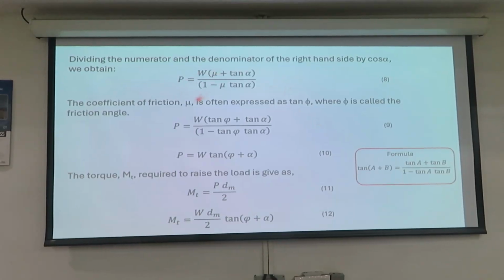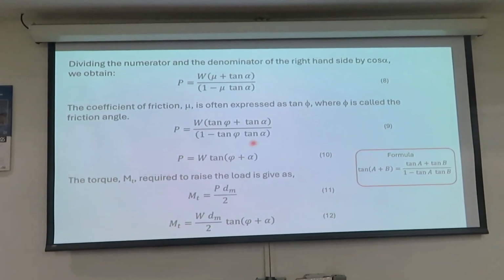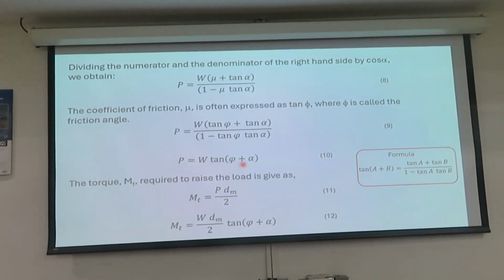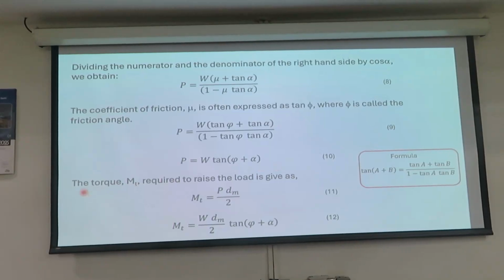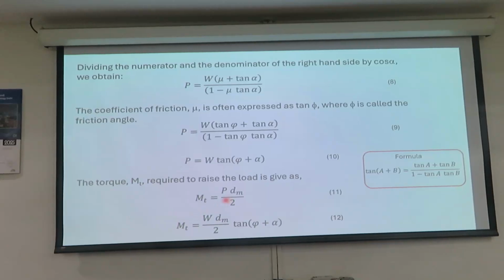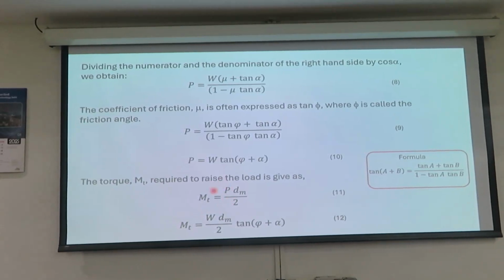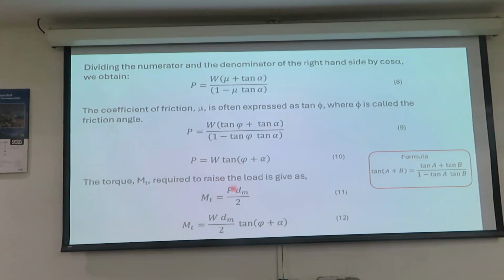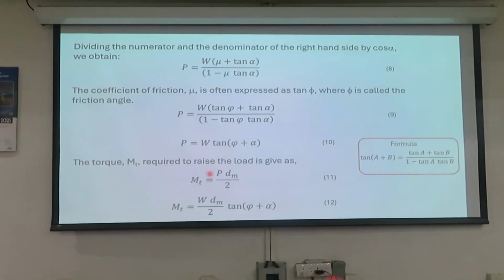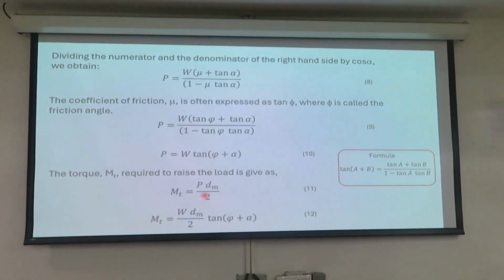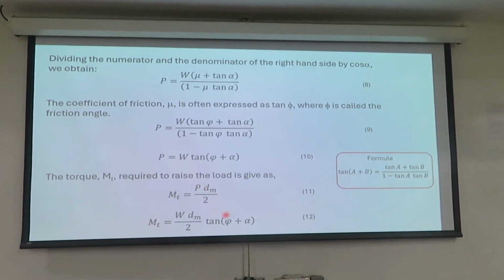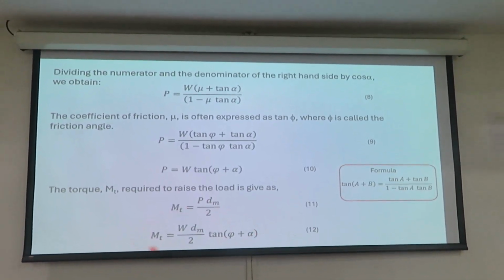So we further simplify the equation, as you can see here, and then finally we get P equal to W tan(phi plus alpha). Now the torque MT required to raise the load is given as P, the virtual force that we have to apply, times dm divided by 2. So this is the torque that we have to apply to turn the screw and lift the load, and that can be given as this equation.